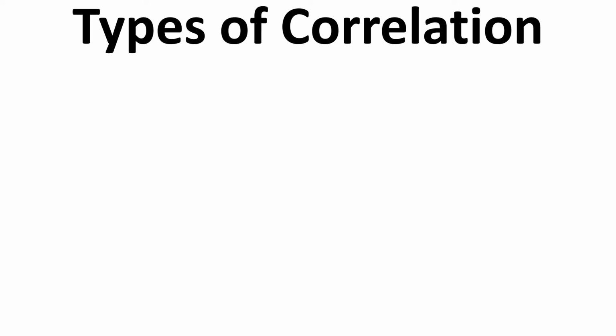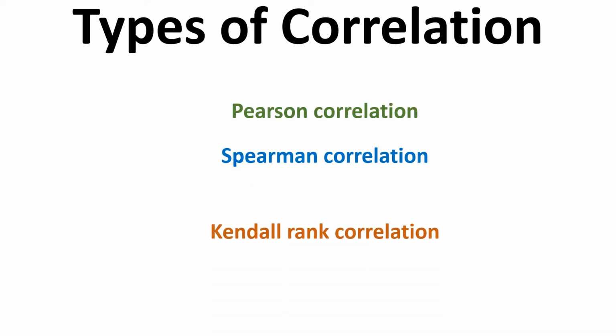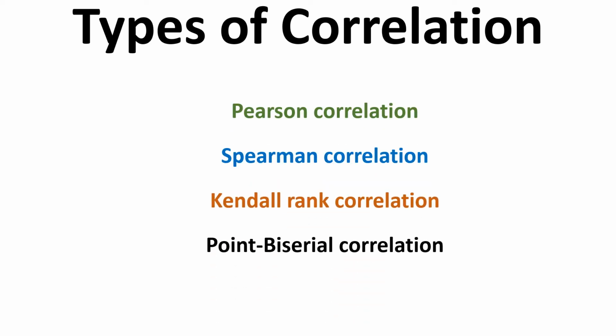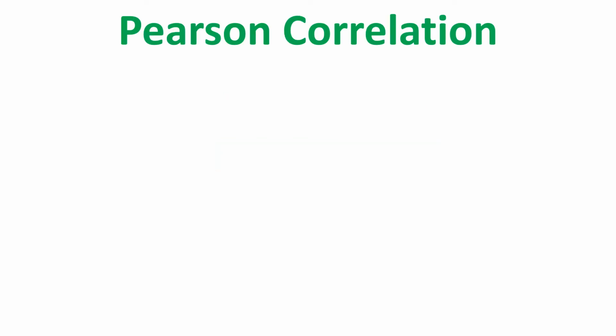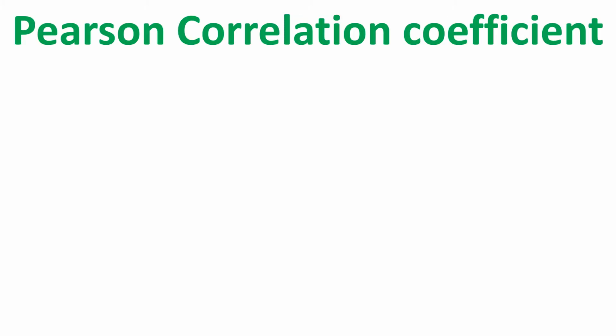Now we will see how many types of correlation there are. These all are the correlations which are known, right? And out of these, Pearson correlation is the most renowned one, and then Spearman correlation and so on. So we will start with Pearson correlation, which is also called the Pearson Correlation Coefficient.